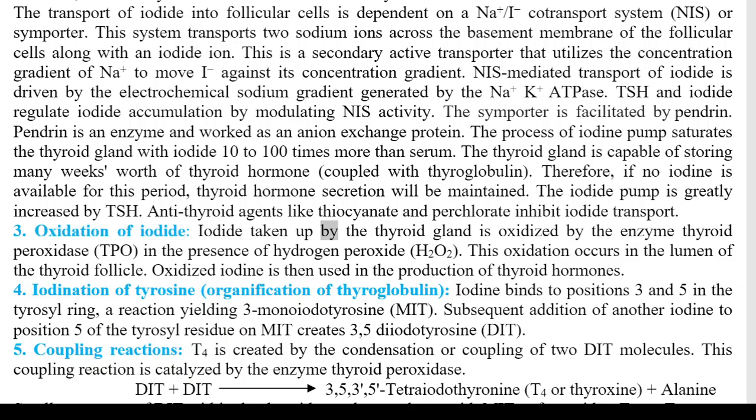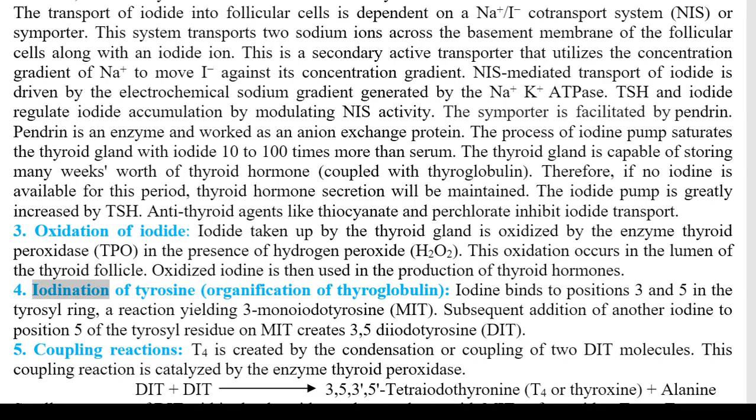Iodide taken up by the thyroid gland is oxidized by the enzyme thyroid peroxidase, TPO, in the presence of hydrogen peroxide, H2O2. This oxidation occurs in the lumen of the thyroid follicle. Oxidized iodine is then used in the production of thyroid hormones.